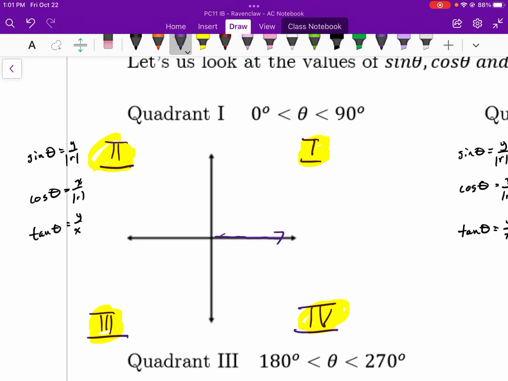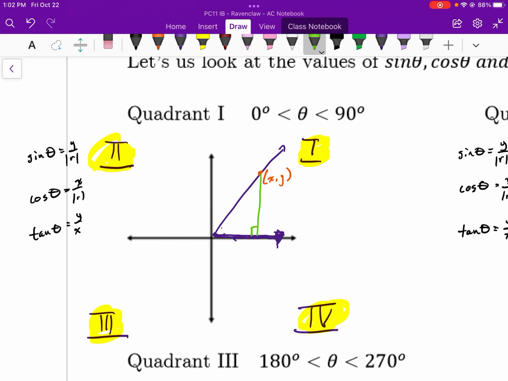In quadrant number 1, I have my initial arm along the positive x-axis. Now I'm going to have some terminal arm somewhere in quadrant 1. And let's suppose that we go through some arbitrary point x, y. What I can do then is make a right angle triangle right there. Hey, there's my right angle triangle.